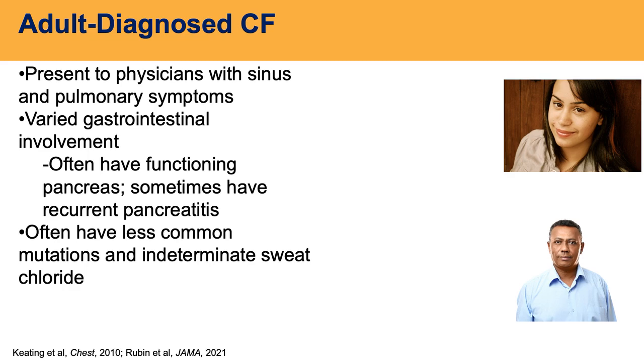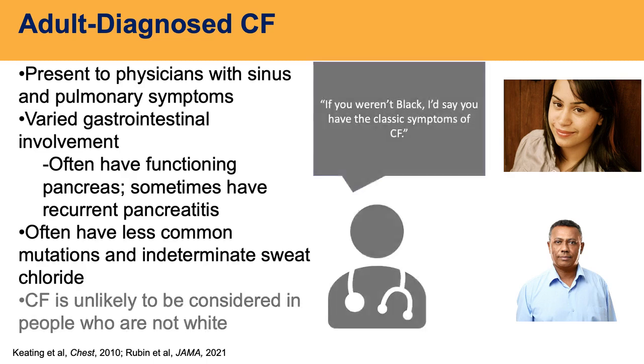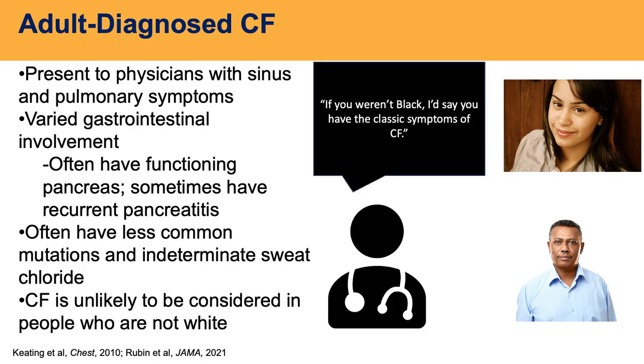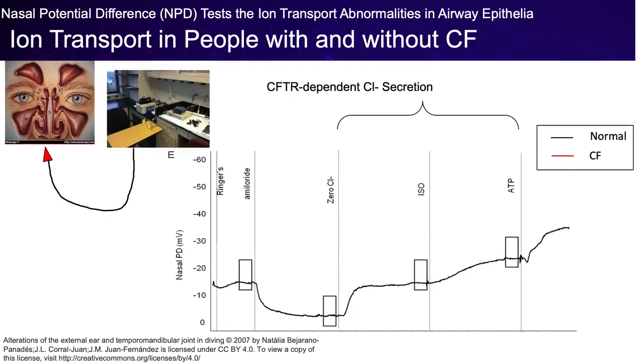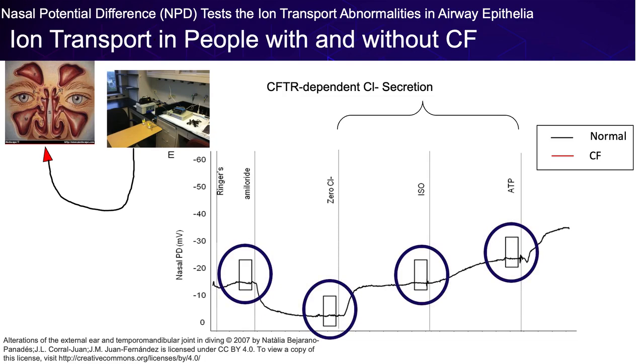It's also really critical to think about the fact that CF is unlikely to be considered in people who are not white. So we talked about newborn screening, but there is one other test that we can do and will often do in adults when there's a question about their diagnosis, and it's called nasal potential difference measurement. In this test, we put a small catheter in the nose and then stimulate the channels that are in the nose with various medications. The normal response to these medications is shown in black.